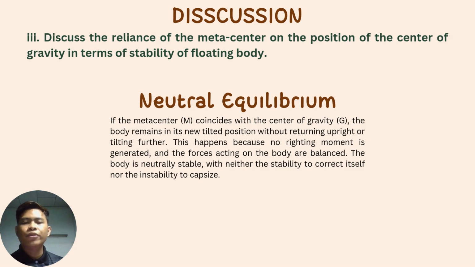Next, here we have neutral equilibrium. Neutral equilibrium is when the metacenter M coincides with the center of gravity, the body remains in its position without returning upright or tilting further. This happens because no righting moment is generated, and the forces acting on the body are balanced. The body is neutrally stable, with neither the stability to correct itself nor the instability to capsize.